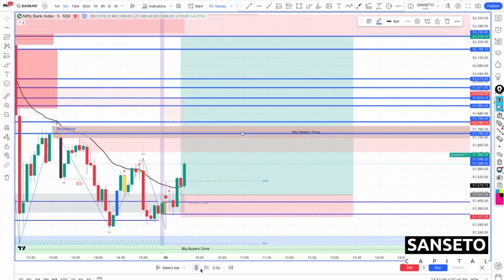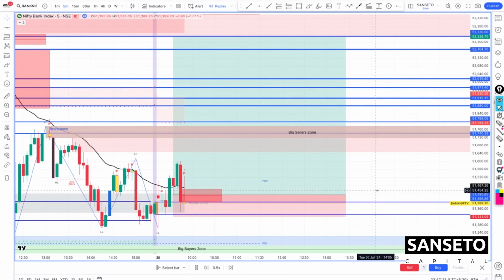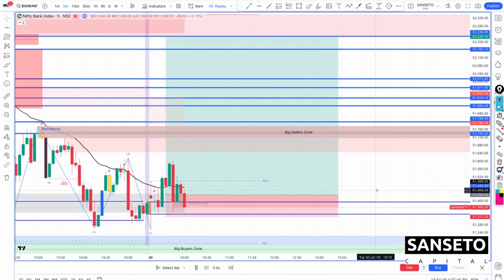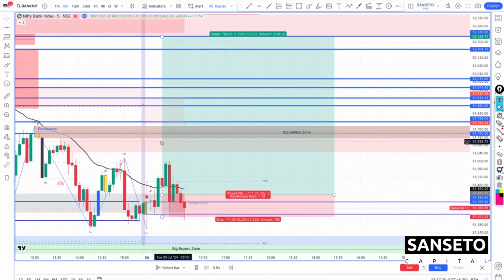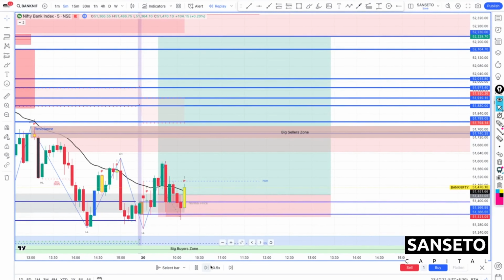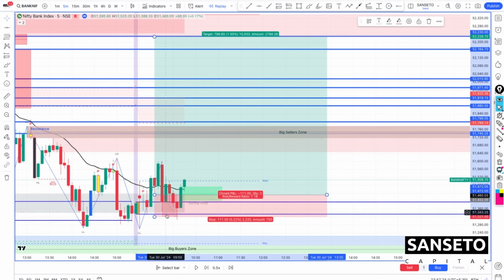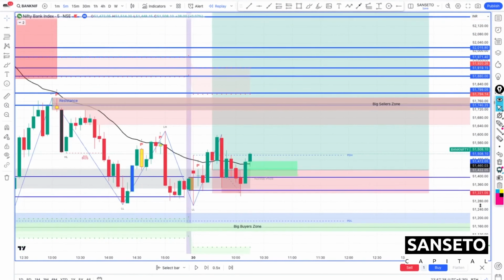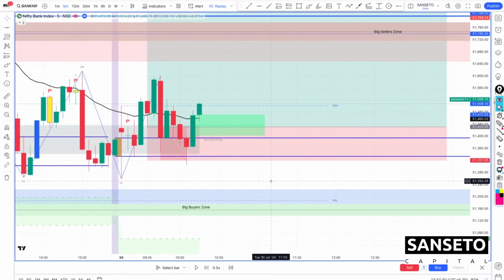Okay, let's see. Okay, here the stop loss has been hit. You can see the reason why the stop loss has been hit: there is a wick. We kept some buffer, but still it hit our stop loss. So this is the no trade zone. Why I took this trade, I will show you.